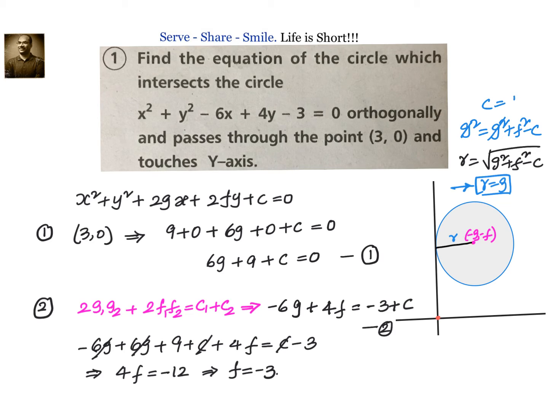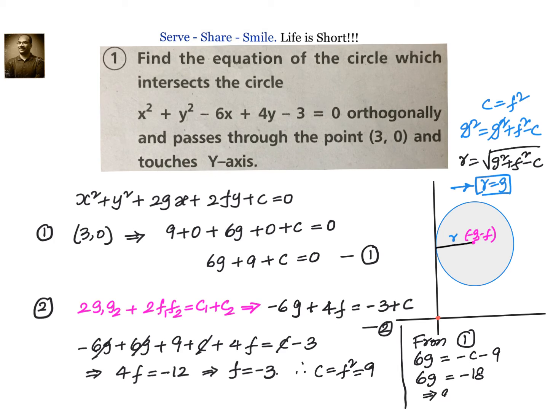g square will cancel. We get c equals to f square. Now we can come back here and write down, therefore c equals to f square, that is equal to 9. So the only thing we have to find out is the g value. For that, let's go to equation 1, and from 1, 6g equals to minus c minus 9, that is 6g equals to minus 18, or g equals to minus 3. So we got g equals to minus 3, c equals to 9, and f equals to minus 3. Now we can go back and substitute, and we will get our answer.